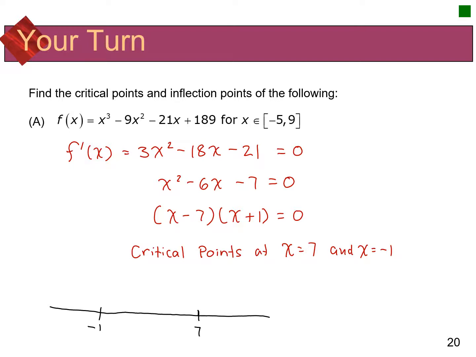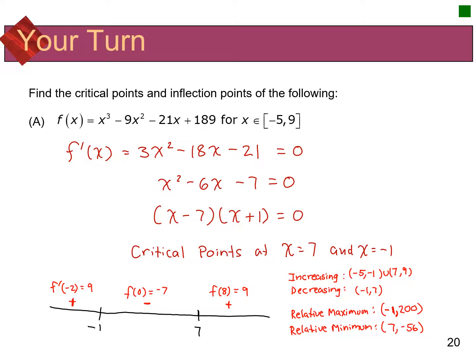So I'm going to pick some numbers. I picked -2 to be to the left, and when I plug -2 into f prime of x, I got a +9, so it's positive. Between -1 and 7 is 0. When I plug 0 into f prime, and that should be a prime there. I don't put the prime on all of these. F prime of 0 should be -7, so that's negative, and f prime of 8 was 9 again, so that should be positive.